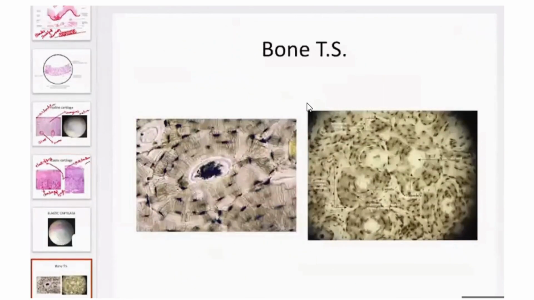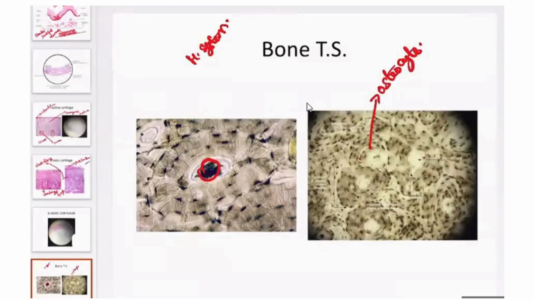Section of bone. What you see here is the Haversian system, Haversian system or Haversian canal. And these are the active osteocytes.